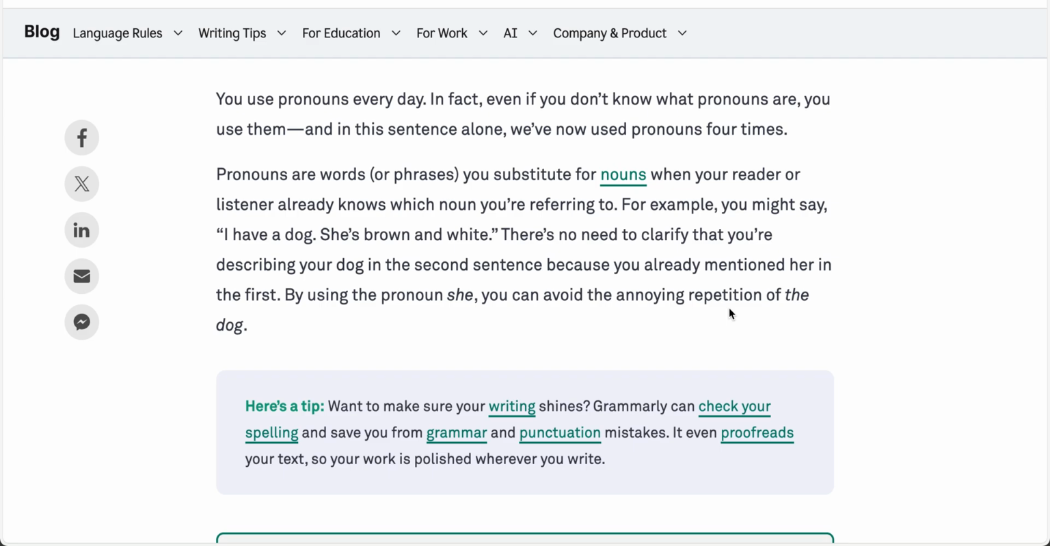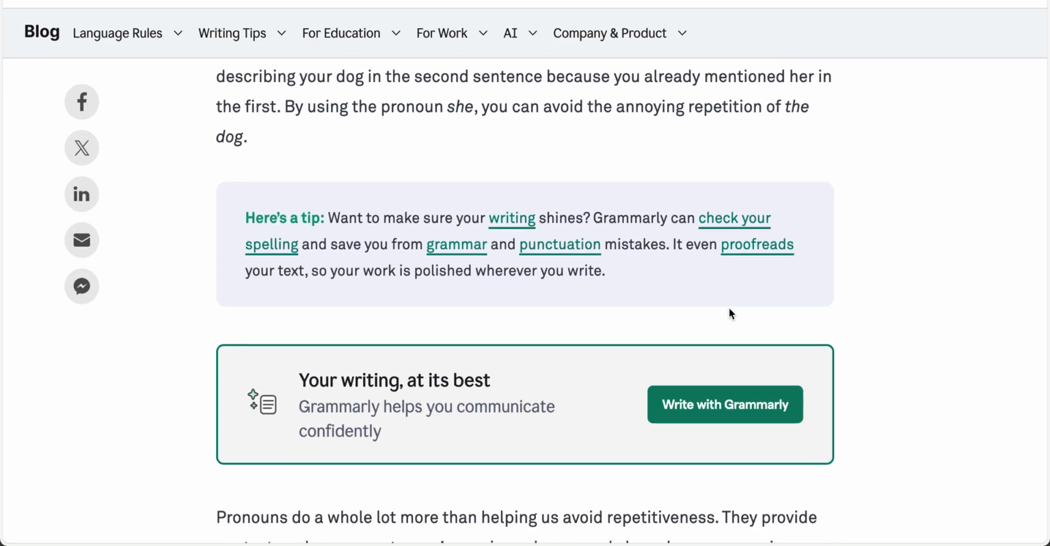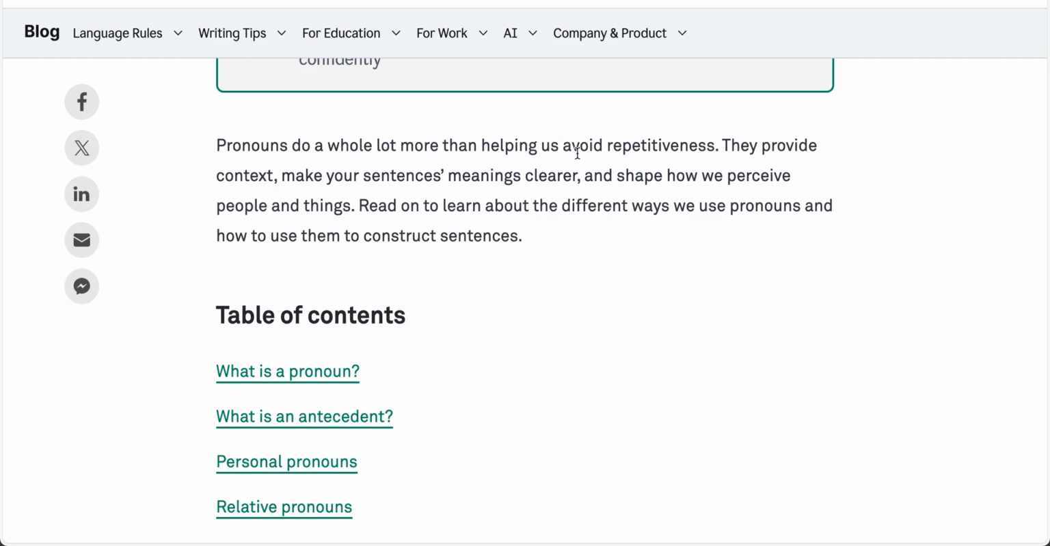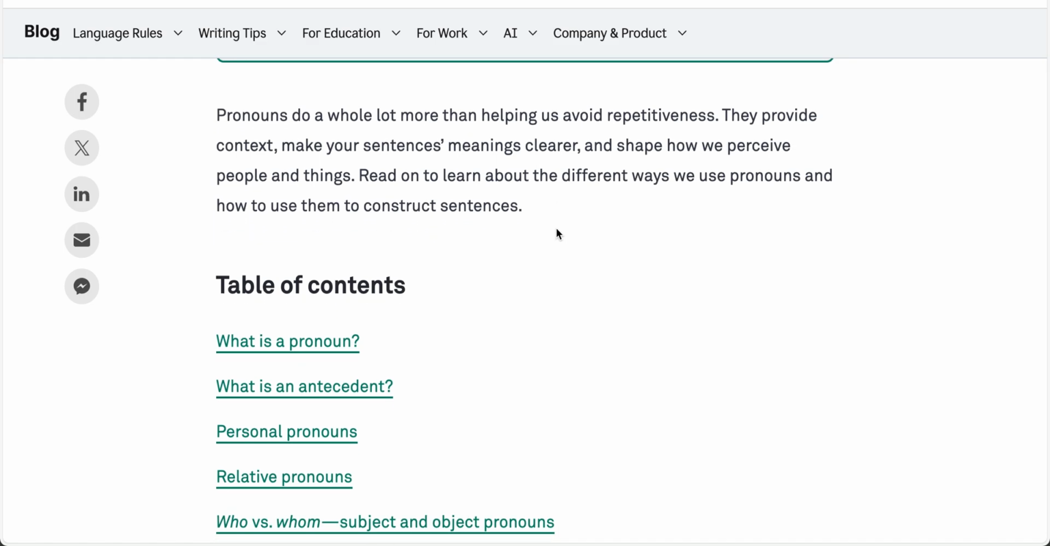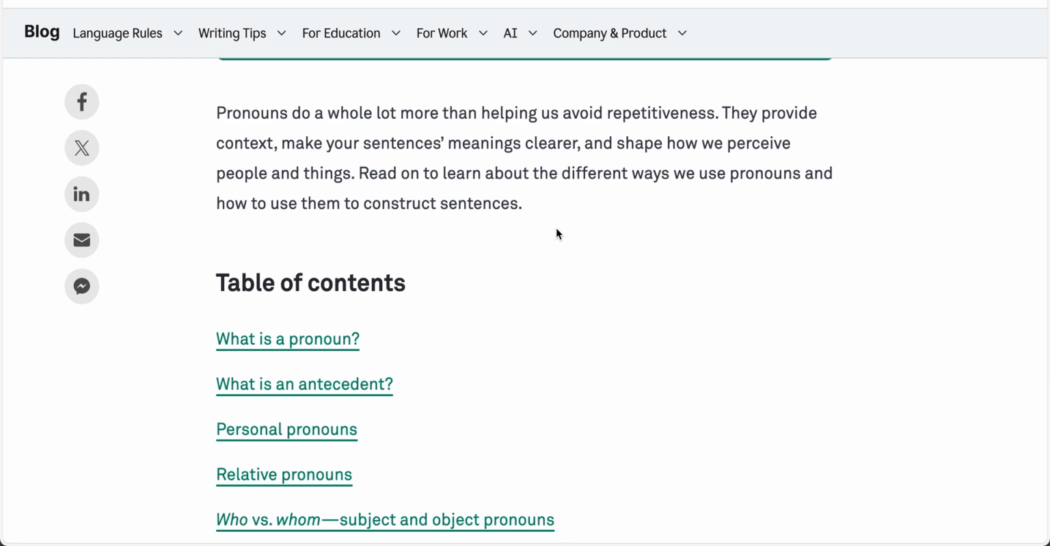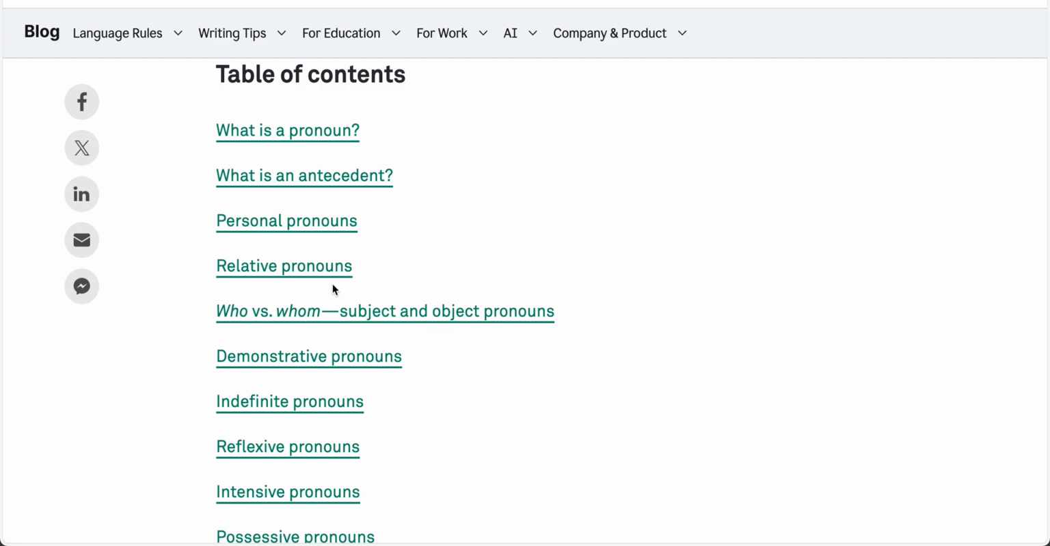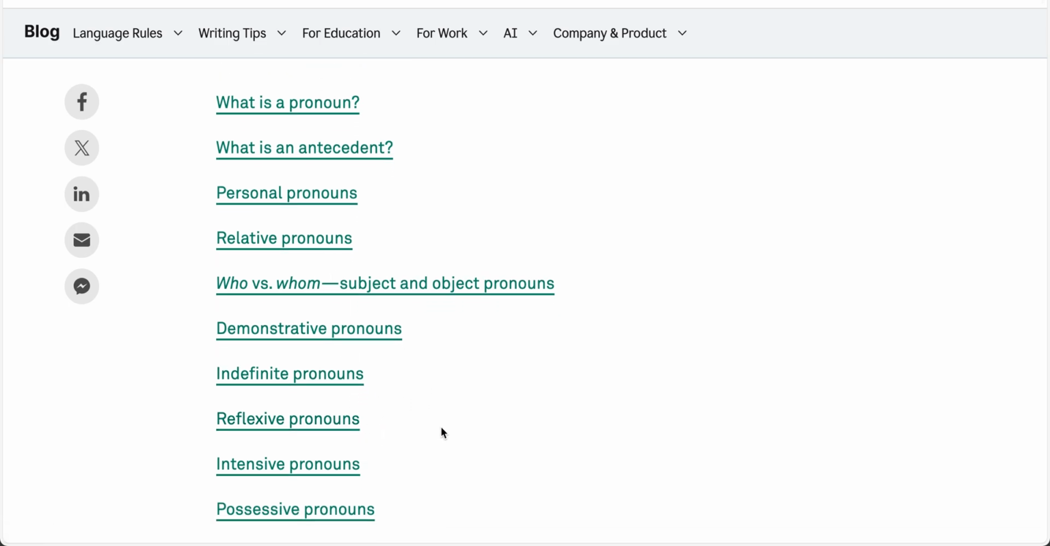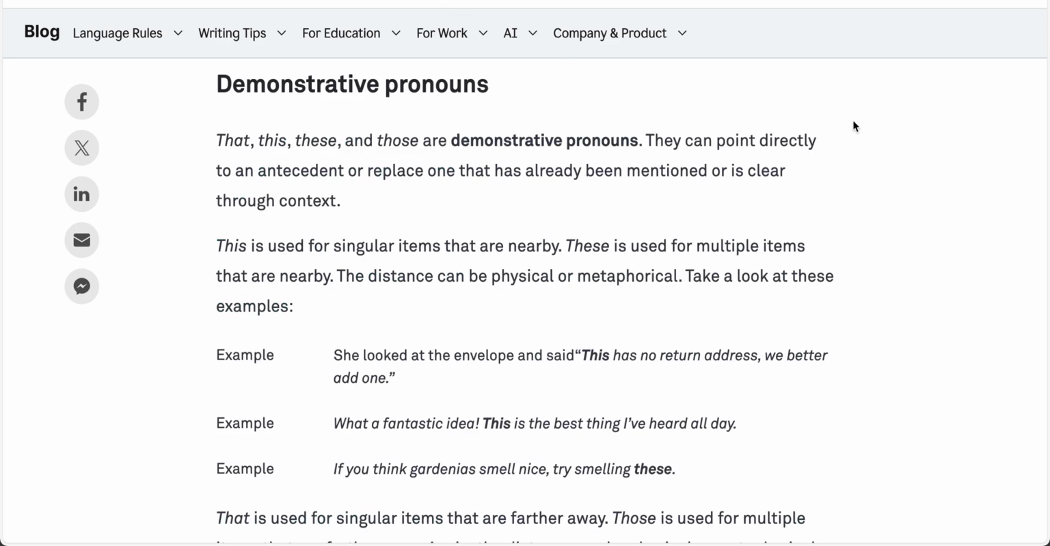So pronouns are used in language, and they do a whole lot more than just avoiding repetition. They provide context. They make your sentences' meanings clearer. They shape how we perceive people and things. That is pronouns generally speaking. There's personal pronouns, which we looked at in the previous lesson. But then there's other kinds of pronouns: relative pronouns, reflexive pronouns, and different kinds. The demonstrative is the one that we want to take more of a deep dive into.